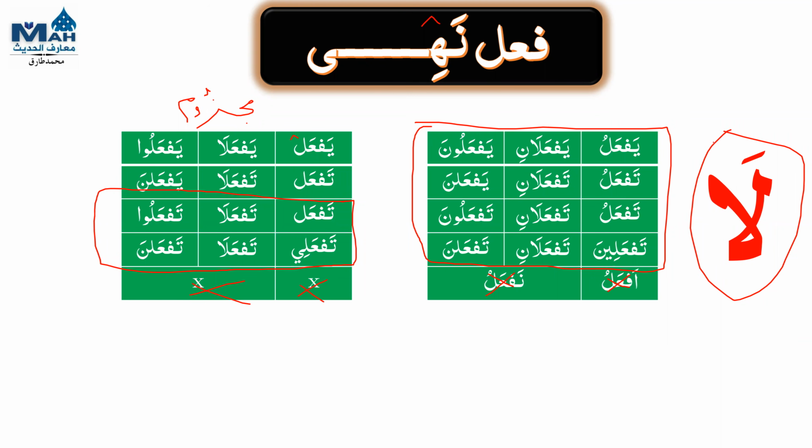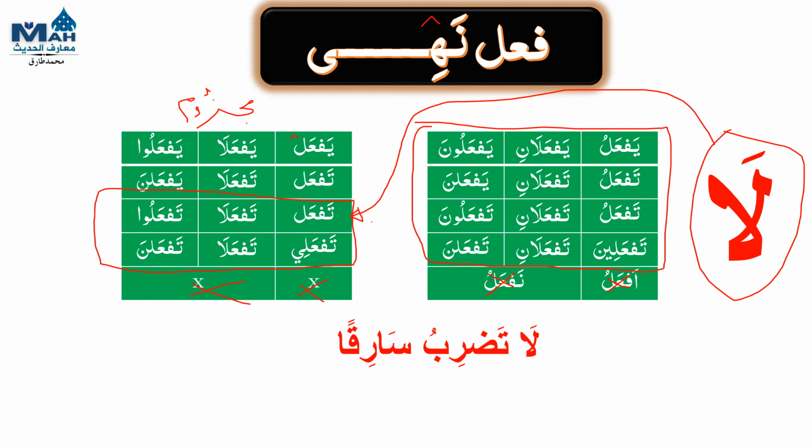Okay. So what change will it make in the Arabic? It will make the fail majzoom. Okay, I'll give you one example. Can you read the sentence? La tadribu sariqan. Sariq means a thief. So can you translate? La tadribu sariqan. Do not beat the thief.